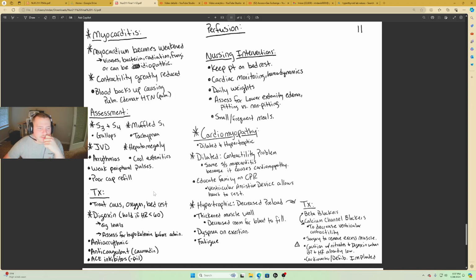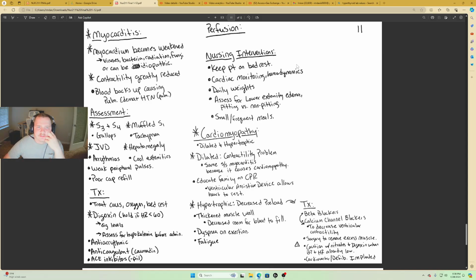Treatment for this would be treat the cause, administer oxygen, put the patient on bed rest. When you're giving digoxin, hold if the heart rate's less than 60. You want to monitor those dig levels for digoxin toxicity. Assess for hypokalemia before your administration of digoxin. You can also give them an antiarrhythmic as well as an anticoagulant such as Coumadin, and also your ACE inhibitors, which end in pril, lisinopril, any of those.